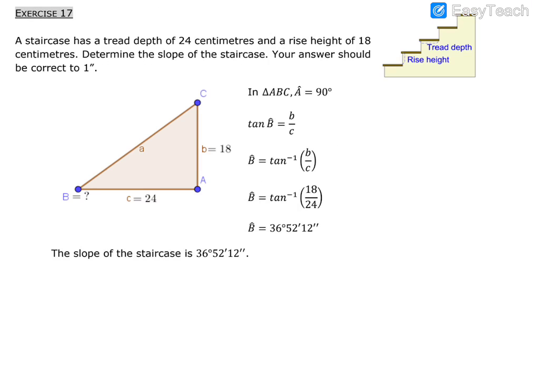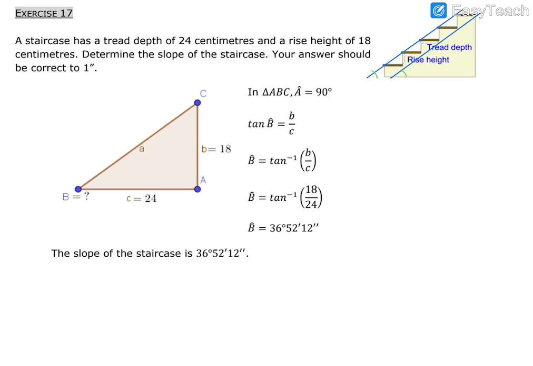Exercise 17. In exercise 17, we talked about the rise height and the tread depth of a stair. Now, the question is: calculate the slope. And the slope, as I already mentioned, is the angle that is formed with the ground. So this is the slope, or you could also indicate it over here. This is the slope as well. Yes, it is this angle.